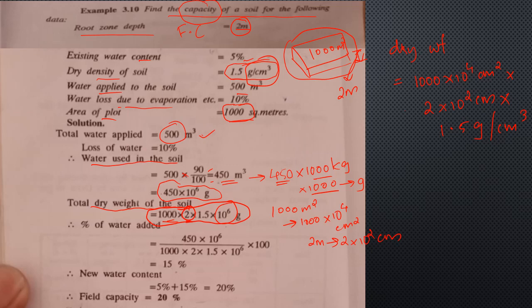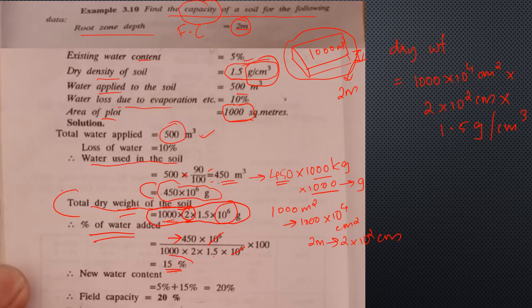Now from the total dry weight of soil and total water added, we can find out the percentage of water added, that is as a percentage of weight of soil. That is, water used is 450 into 10 raised to 6 divided by total dry weight, that is equal to 1000 into 2 into 1.5 into 10 raised to 6 into 100, that is to convert it to percentage. Therefore 450 into 10 raised to 6 divided by 1000 into 2 into 1.5 into 10 raised to 6 will be obtained as 15%.